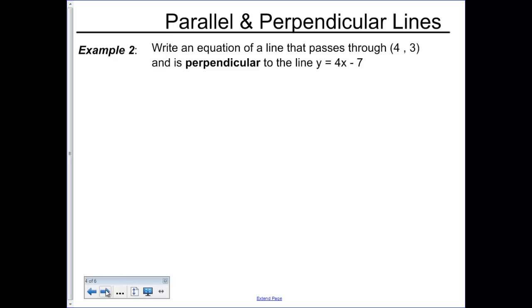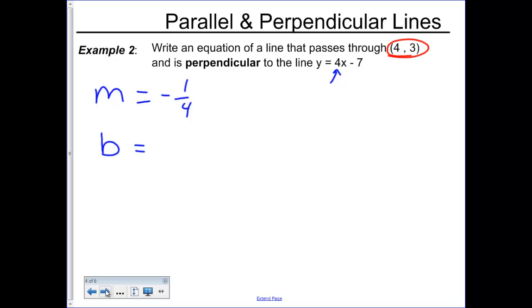Example 2: write an equation of a line that passes through the point (4, 3) and is perpendicular to the line y equals 4x minus 7. So I need to find my slope. That's going to be easy. It's going to be the negative reciprocal of this slope. So the reciprocal will be 1/4, and then change the sign means -1/4. Now they are telling me that it has to go through a specific point. So even though I don't really care what the b value is, in this case I need to make sure that the b value is appropriate to go through the point (4, 3).